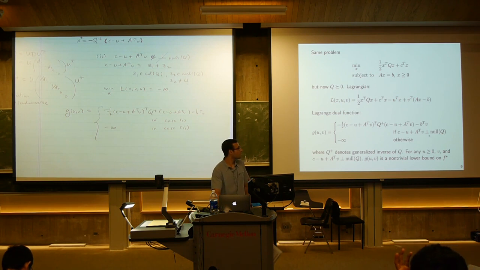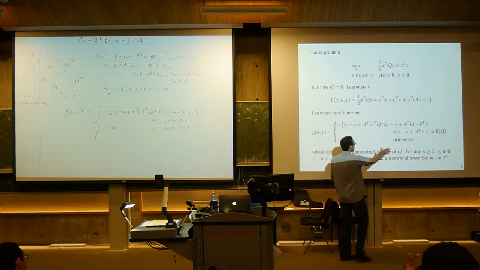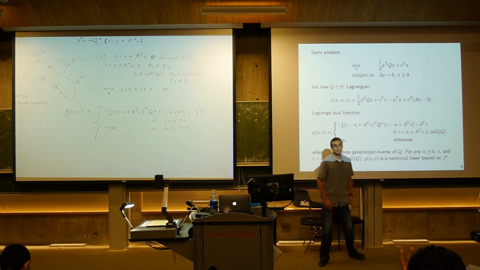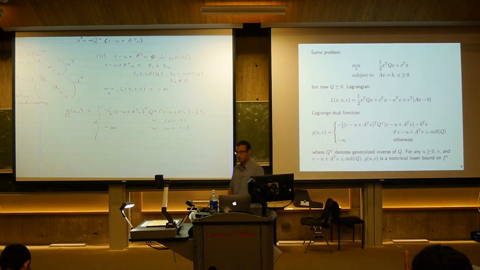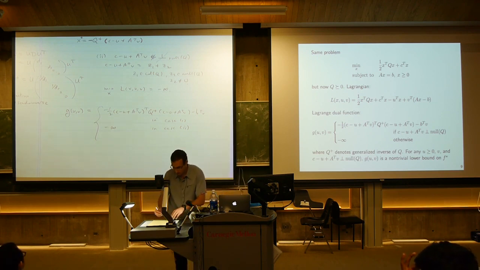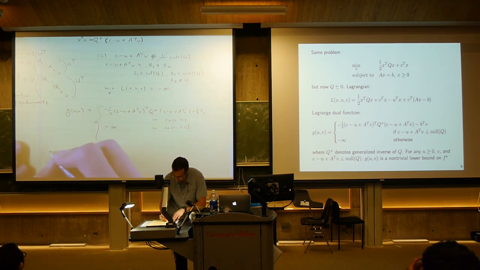Okay, this being orthogonal to the null space of Q means that if I take the projection matrix onto the null space of Q, call that P, and I multiply this by P, I should get 0. So I can think of that as a bunch of equality constraints on U and V. So again, it's a quadratic function, and if I wanted to maximize over all u and v, I'd get a QP, right, just with some extra equality constraints that came from this.